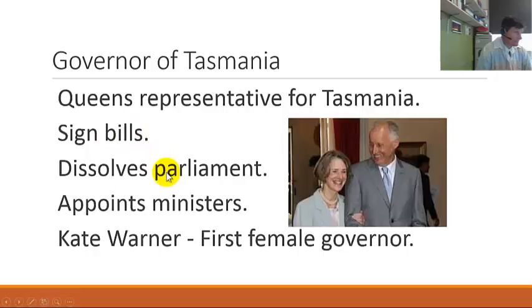She also dissolves Parliament. That means that when a Parliament comes to the end of its parliamentary term, or in some extreme instances when there's a vote of no confidence, then she will get advice from the Premier of the day to dissolve the Parliament. It means that it's no more and fresh elections need to be called, and she also swears in and appoints new ministers.